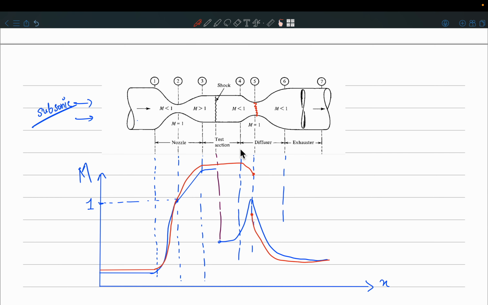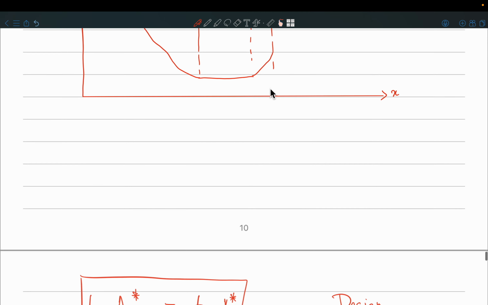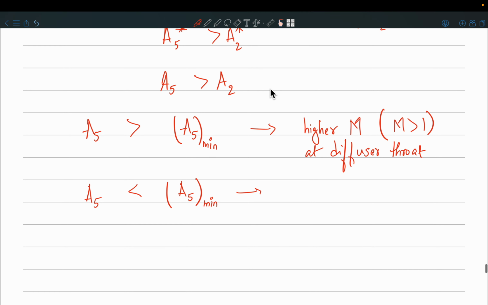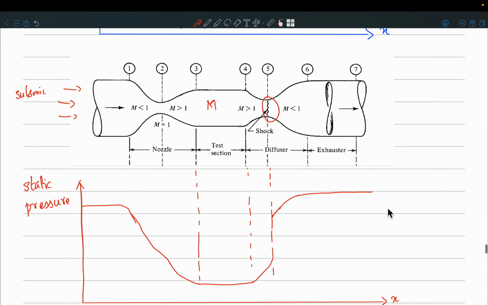It's a very fundamental problem. Why don't I want the shock to occur at the diffuser throat first? So with A5 less than A5 minimum, I will get a shock first at the diffuser throat. What is the issue with that? Just think, how does a shock occur?